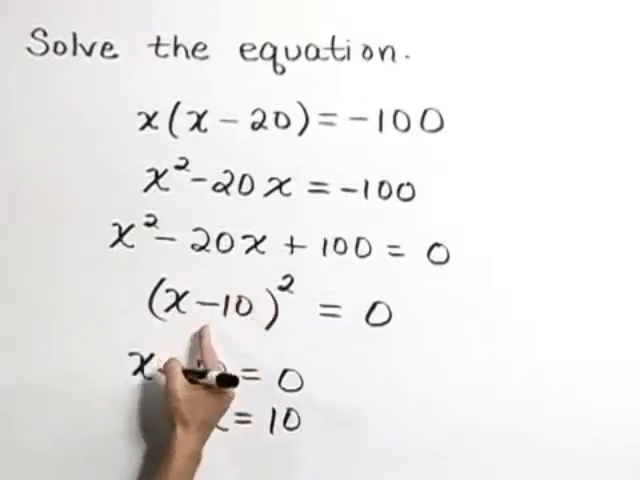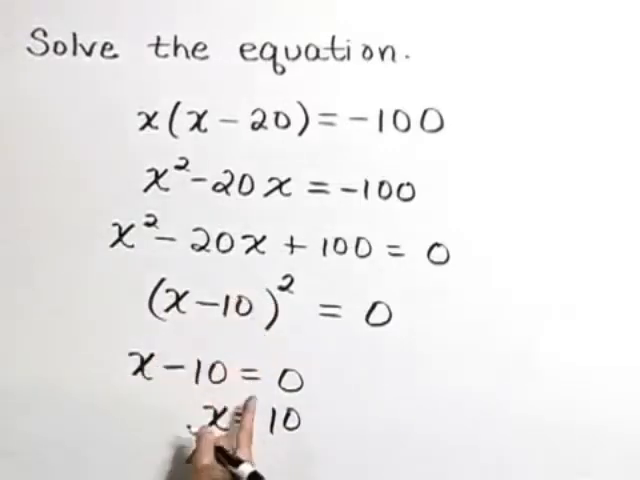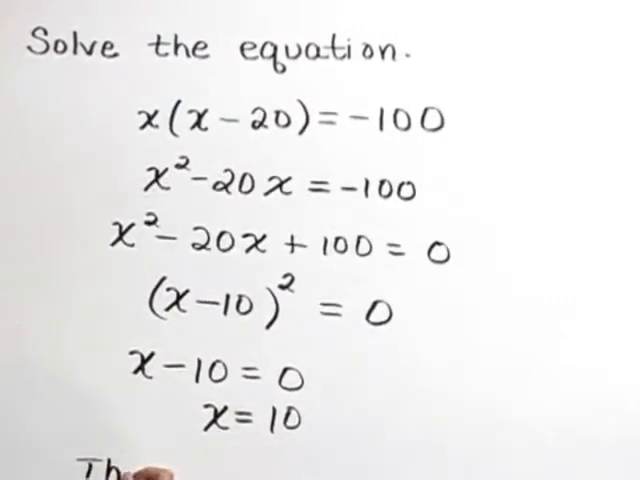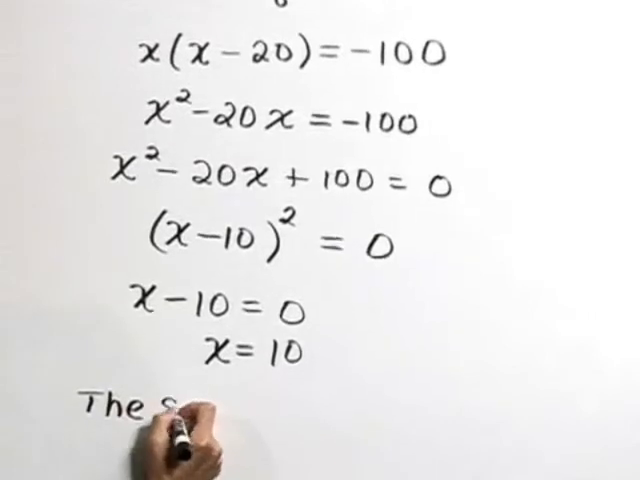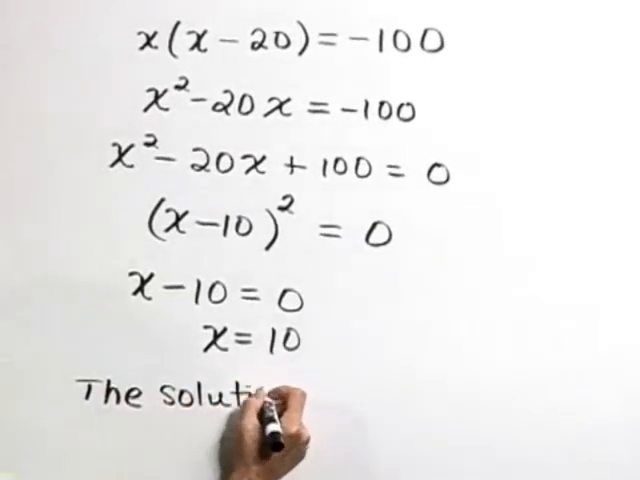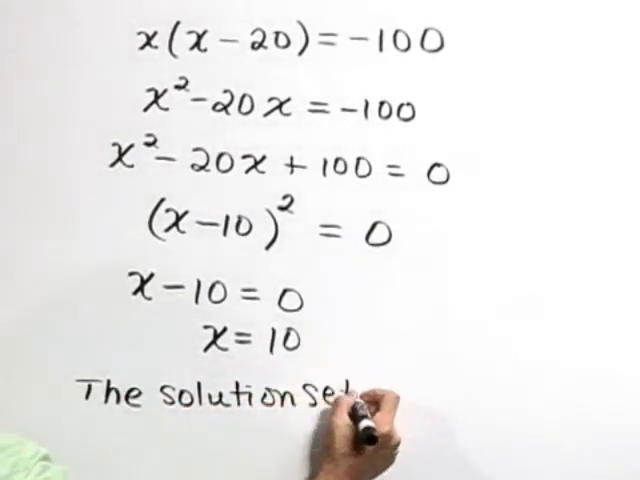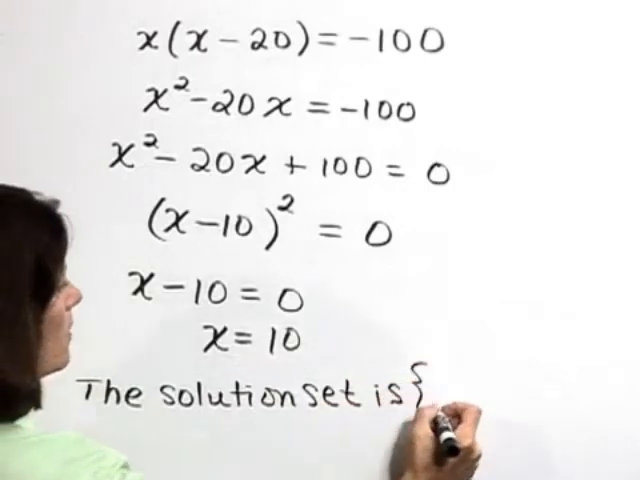We've got repeated factors here, which result in a repeated solution. We've got a single solution to this quadratic equation. It is the number 10. Let's summarize that by saying the solution set is {10}.